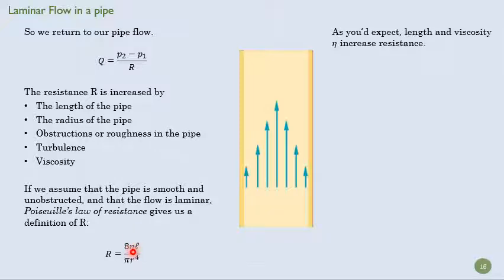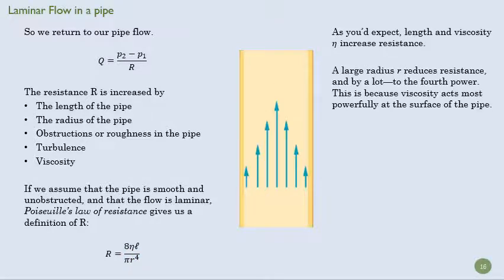As your fluid gets more viscous, there's more resistance. And as R gets bigger, your pipe radius gets bigger, there's less resistance. And that's a huge factor, right? Because that's R to the fourth. So if I double the radius of my pipe, I'm going to reduce the resistance by a factor of 16.